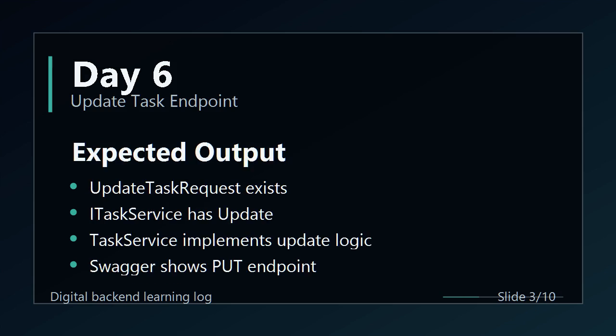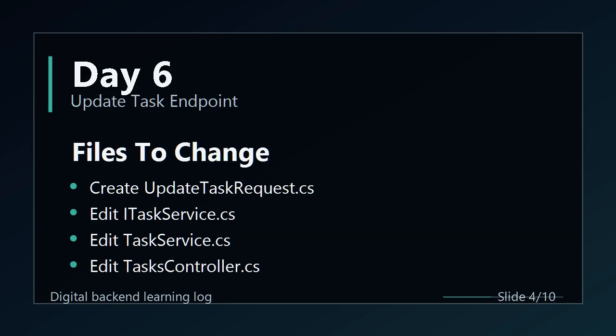By the end of the day, update task request should exist, ITaskService should have an update method, TaskService should implement the update logic, and Swagger should show the new PUT endpoint. The work touches 4 files. Create UpdateTaskRequest.cs, then edit ITaskService, TaskService, and TasksController.